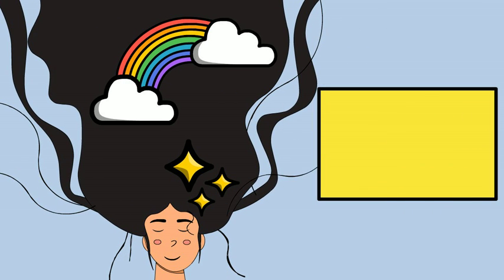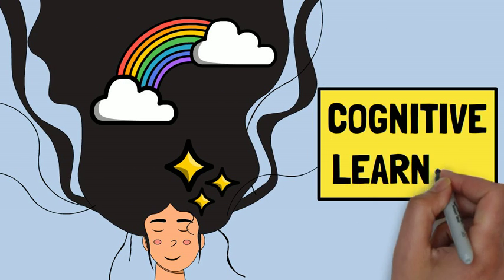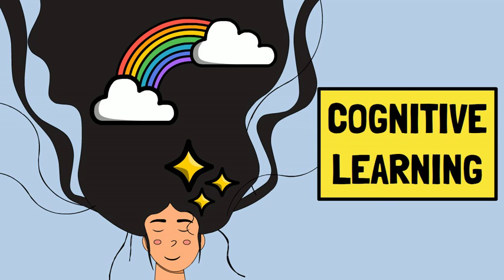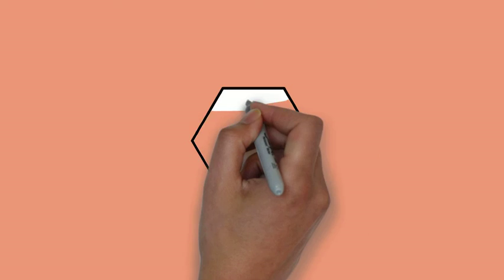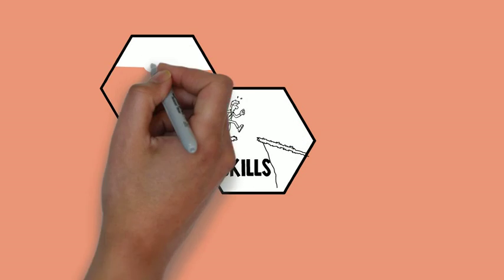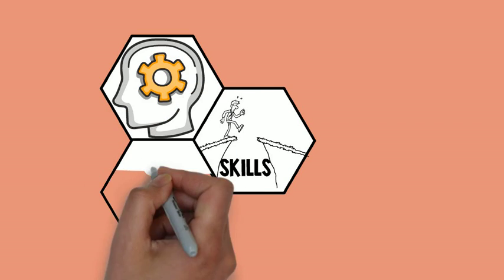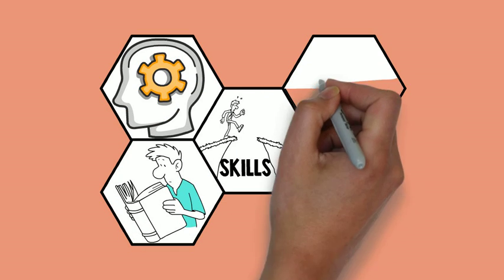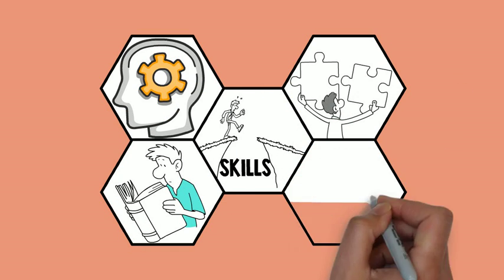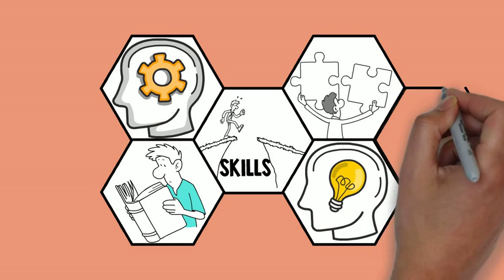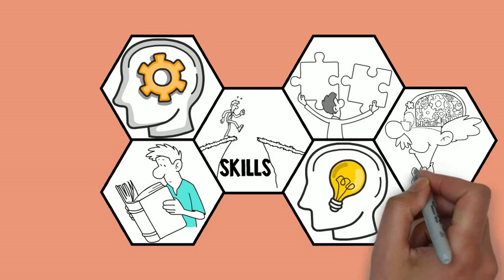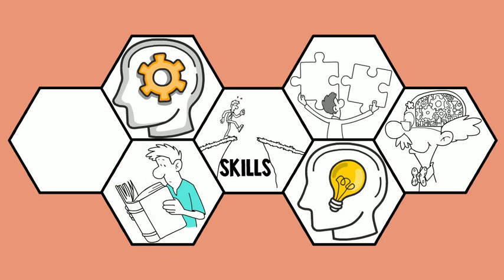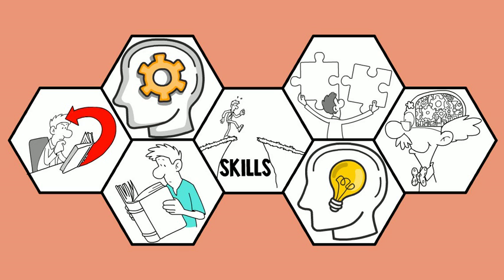Let's unravel the intricacies of cognitive learning and shed light on this fascinating realm of human cognition. Cognitive learning refers to the acquisition of knowledge, skills, and understanding through mental processes like perception, memory, problem solving, and critical thinking. It emphasizes the role of cognitive structures and functions in shaping how individuals learn and adapt.